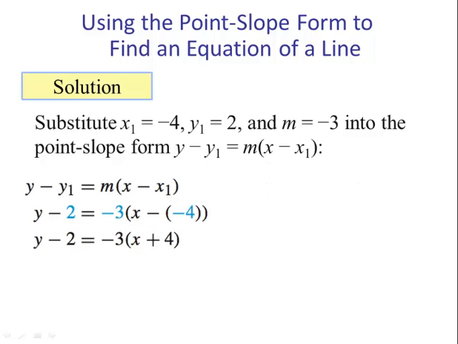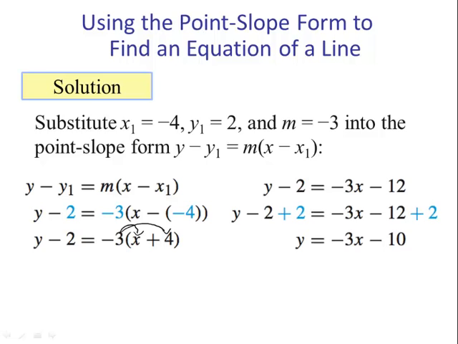To write this in y equals mx plus b form, we use the distributive property here, negative 3 times x and negative 3 times 4, and we get y minus 2 equals negative 3x minus 12. Last but not least, we're going to add 2 to both sides, and that gives us y equals negative 3x minus 10. So we have the equation both in slope-intercept form, y equals negative 3x minus 10, and point-slope form, y minus 2 equals negative 3 times the quantity x plus 4.